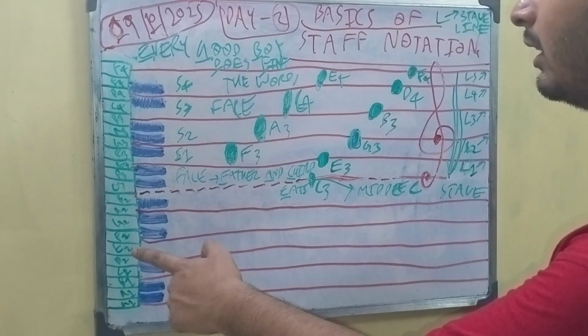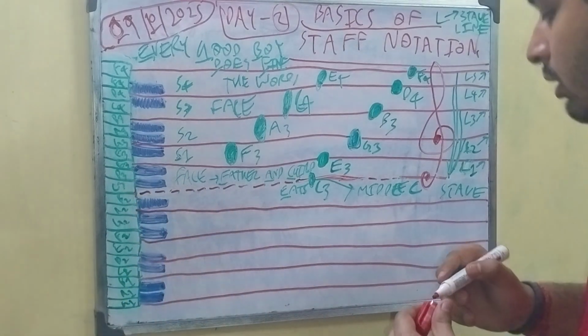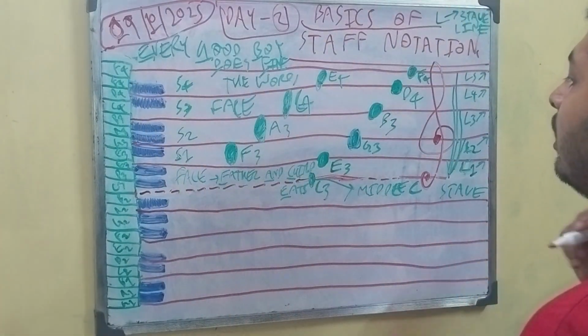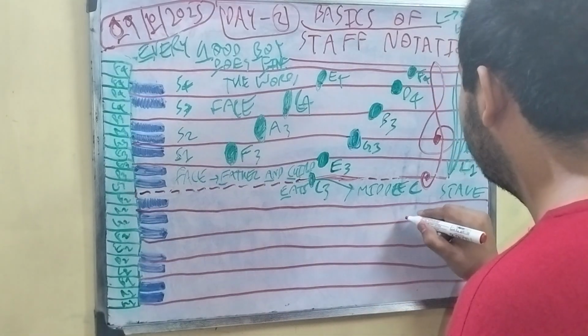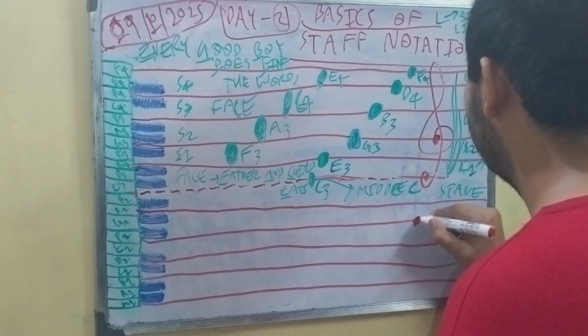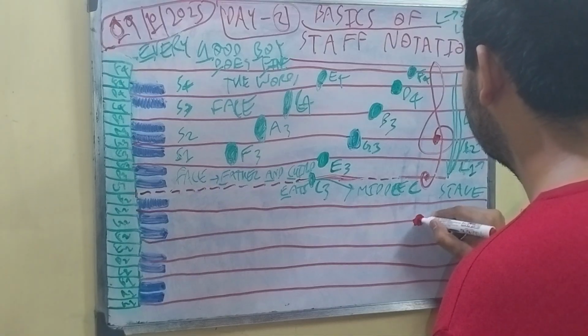G1, B1, D2, F2, A2. First let me draw the symbol for the bass clef. It starts from F2. You draw a dot and circle it.